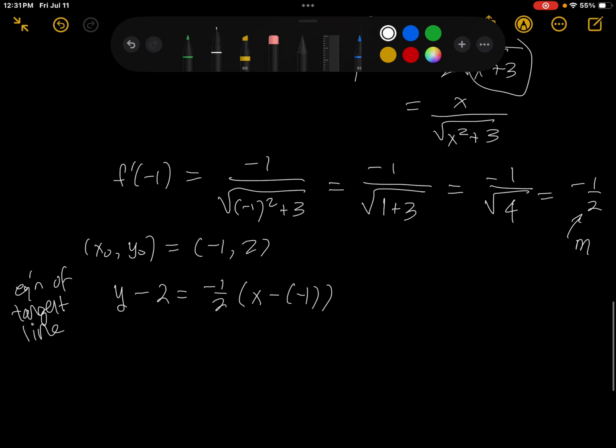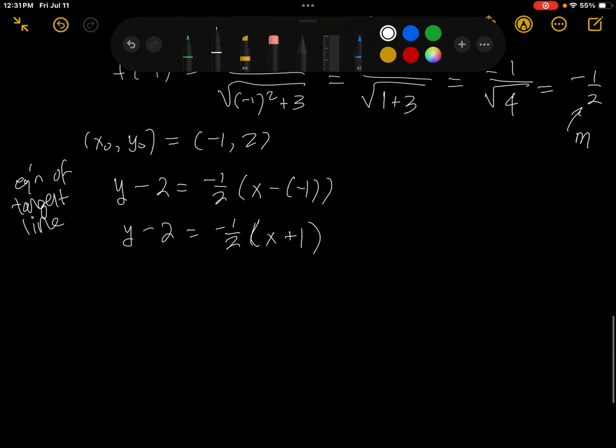But we should write it as... I guess it depends on how picky, if you're taking a calculus class, if there's a specific format that they're looking for. Some instructors would be okay with this, but there are parentheses, and you're not really saying what y is equal to. You're saying what y minus 2 is equal to, so I think it's just better to solve for y. So you get 2 plus negative 1/2 x, and then minus 1/2.